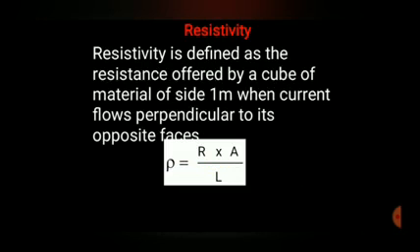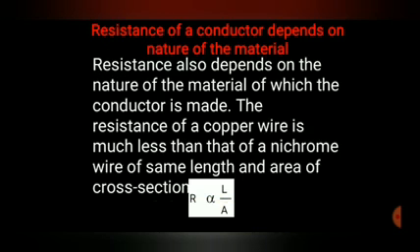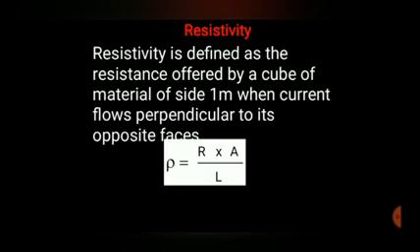Resistivity is defined as the resistance offered by a cube of material of side 1 meter when current flows perpendicularly to its opposite faces. So in this case we have shown that R is directly proportional to length and inversely proportional to A. Here we have to remove the proportionality and take a constant. That constant is nothing but rho. That rho is our resistivity.